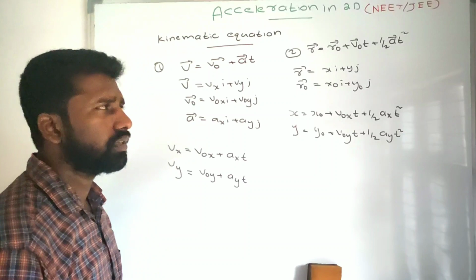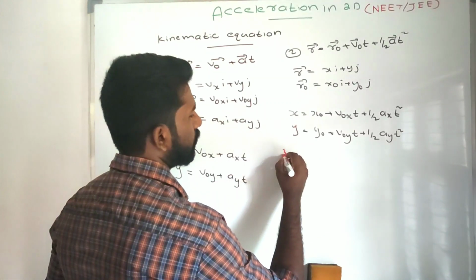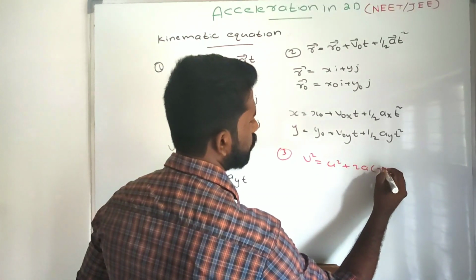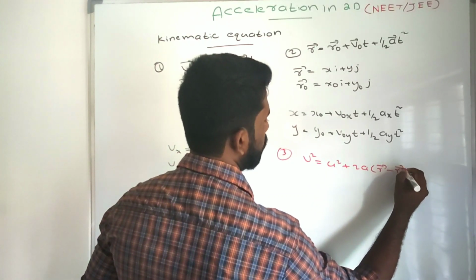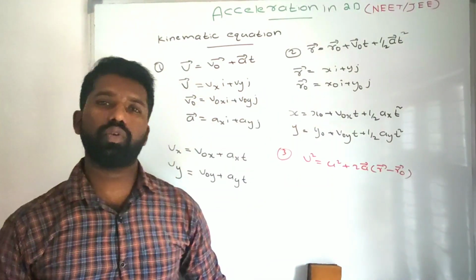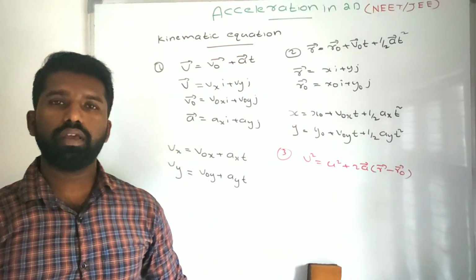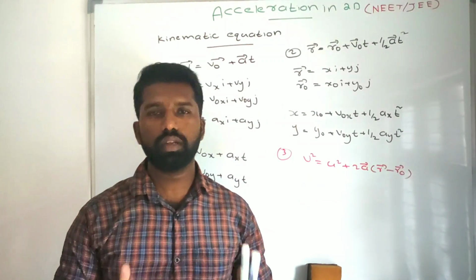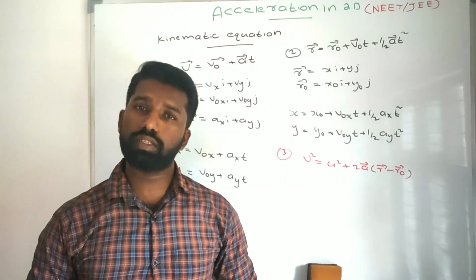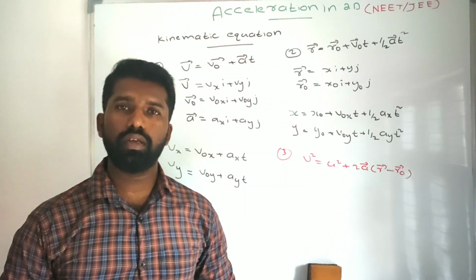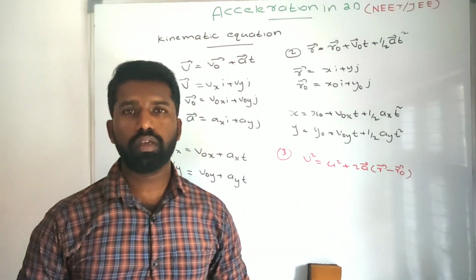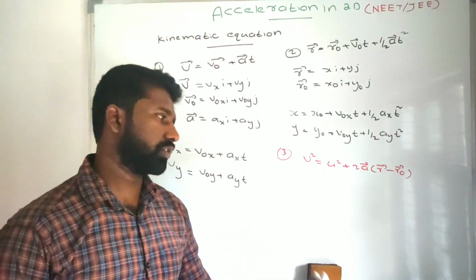Okay, this is the second motion equation, and the third one, v square is equal to u square plus 2a into r vector minus r naught vector. Okay, clear? These are the kinematic equations of motion we can apply in a uniformly accelerated motion in a plane. Okay, this is about the theory. If you want to know the detailed theory, please visit my channel and go to the chapter motion in a plane. Okay, then now we will see the problems.